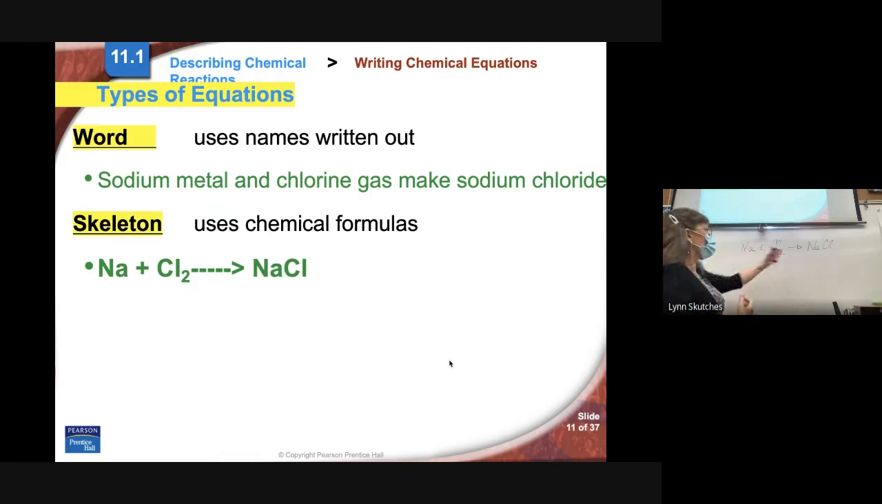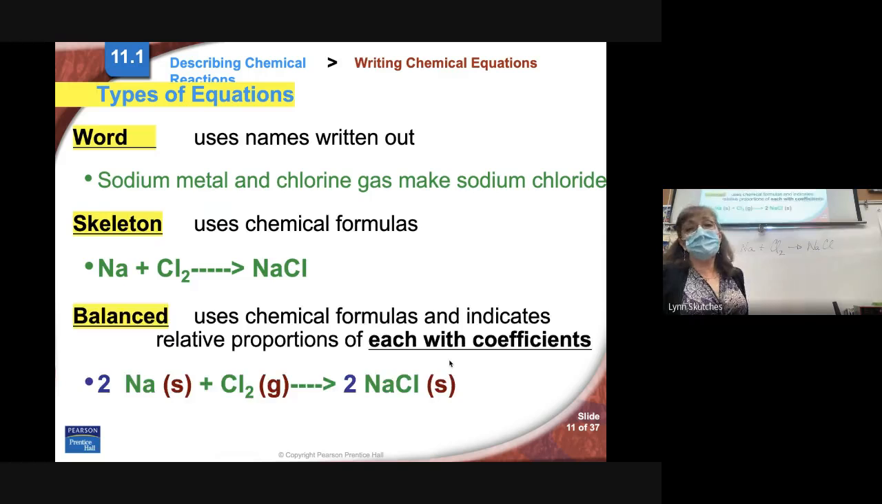So this is a skeleton equation. It has all the correct symbols and formulas for the chemicals that are involved. However, it's not balanced. So words have words, surprisingly. Skeleton equations have symbols and formulas. And from there, we learn how to balance them.